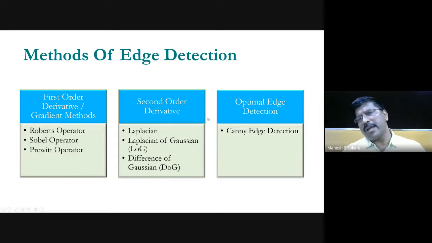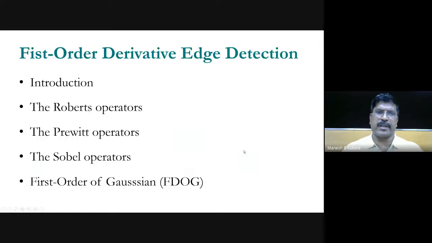But the optimal edge detection technique, proposed around 1979 by Canny, is a really good technique for detecting edges. So we'll also study this kind of edge detection technique. Now, you have already studied these edge detection techniques in your image processing course, so I'll go a bit fast here.